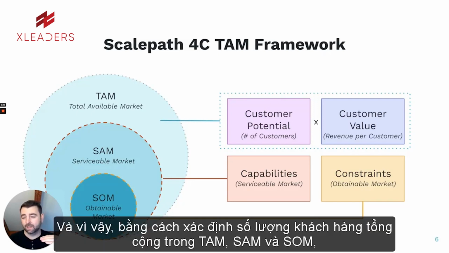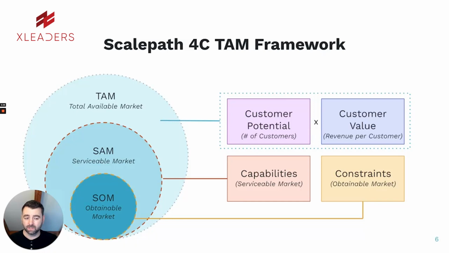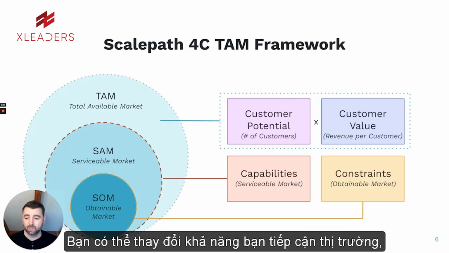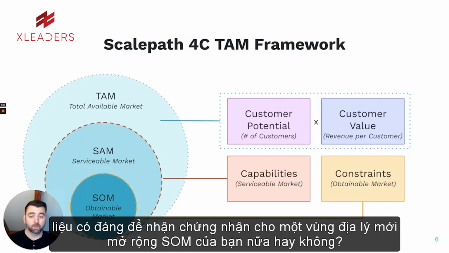And so by identifying the total customers in your TAM, your SAM, your SOM, you can start playing with some of the areas. If you change the constraints, could you probe into your serviceable market to find new pockets of profitable customers? Could you change the capabilities that you go to market with? Maybe it's the languages that you service or the regulatory constraints. Is it worthwhile to get certification for a new geo? That opens up more of your SAM as well.